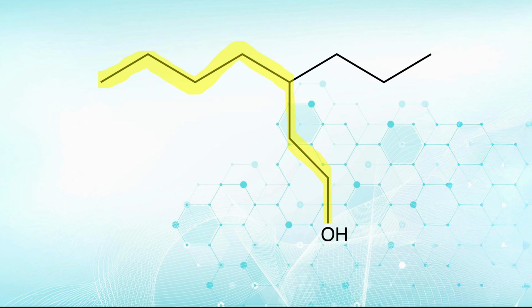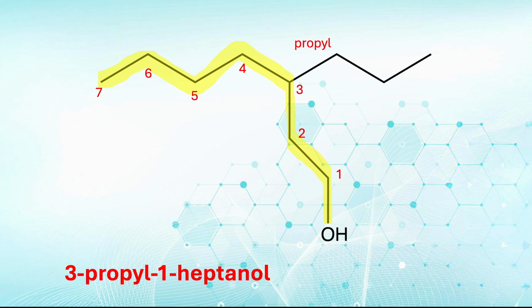I never mentioned this before, so consider this more like a trick question. We need to number from bottom to top since we need to give the hydroxyl priority. We end up with a propyl substituent on the number 3 carbon, and the name is 3-propyl-1-heptanol, or 3-propyl-heptan-1-ol.